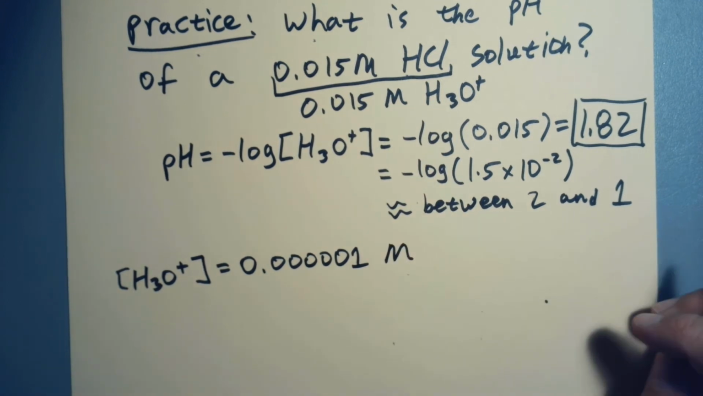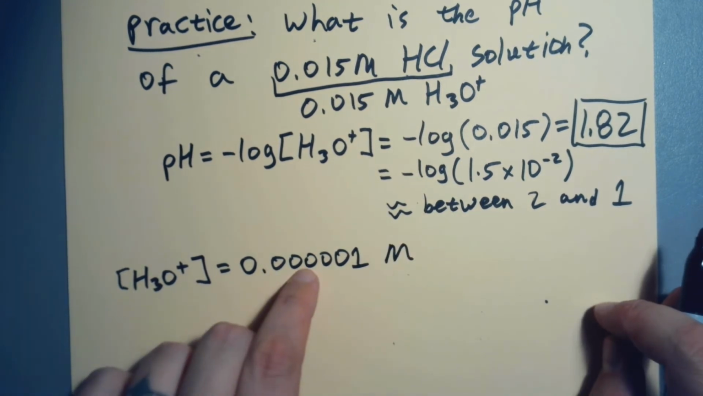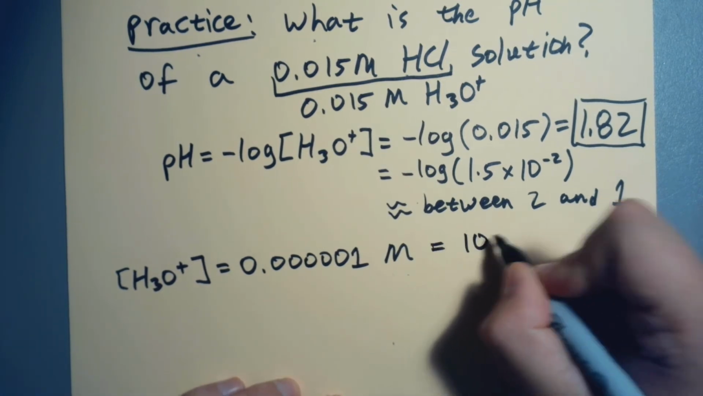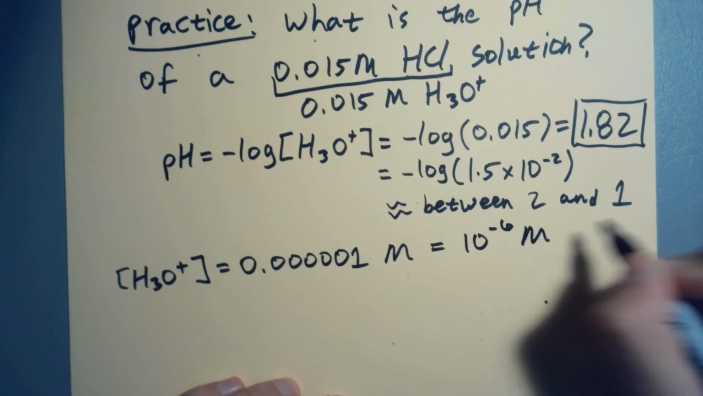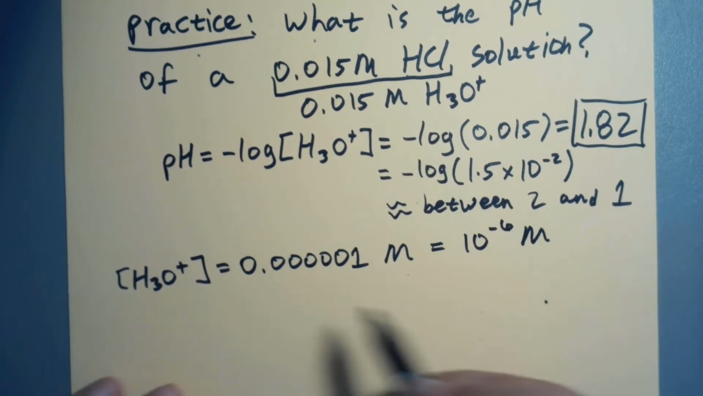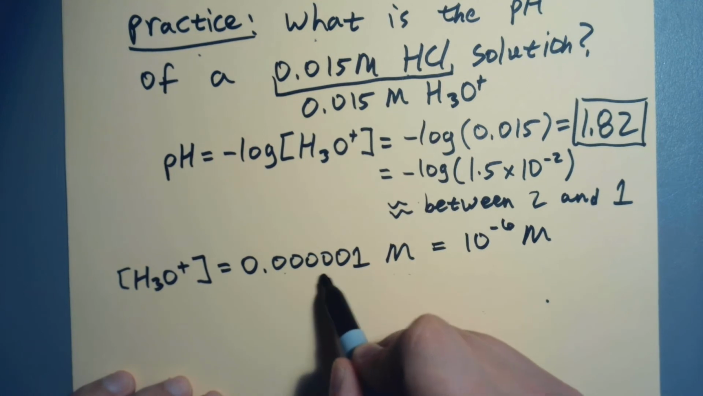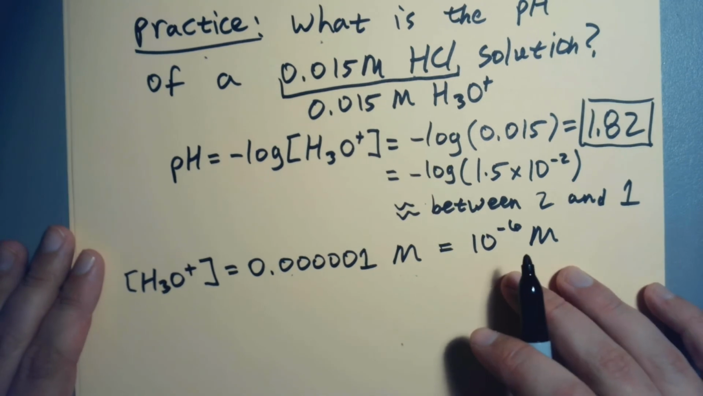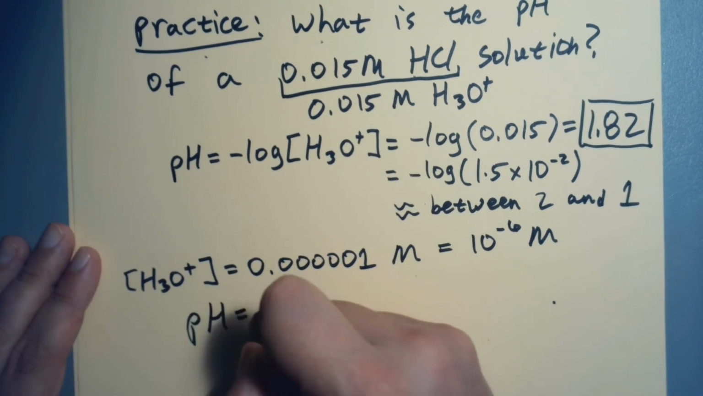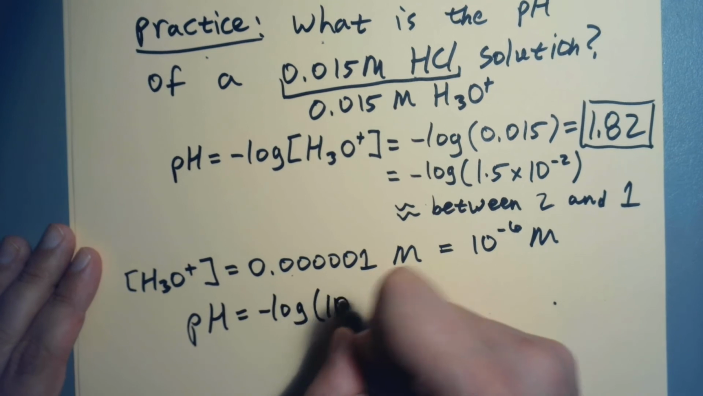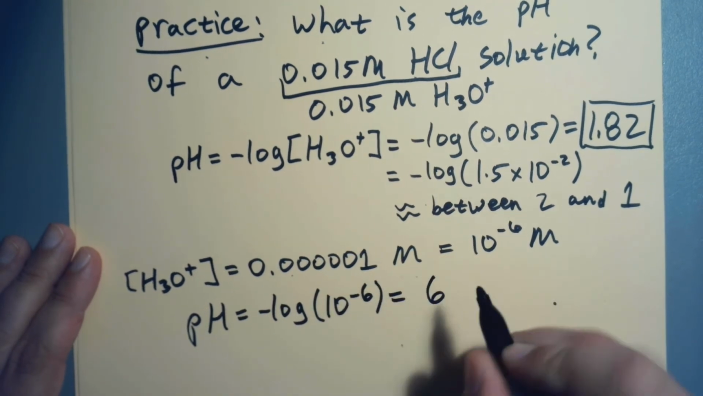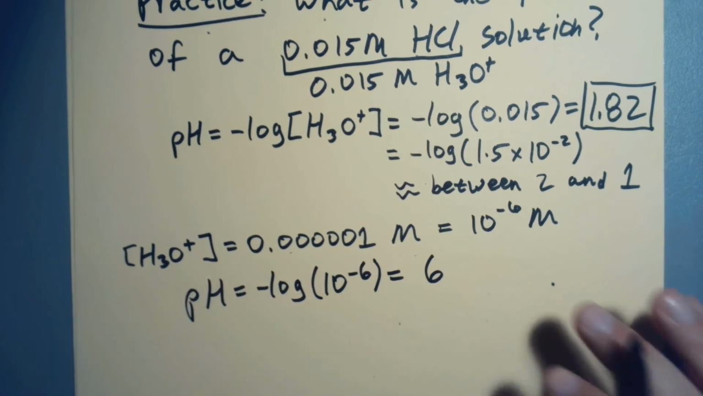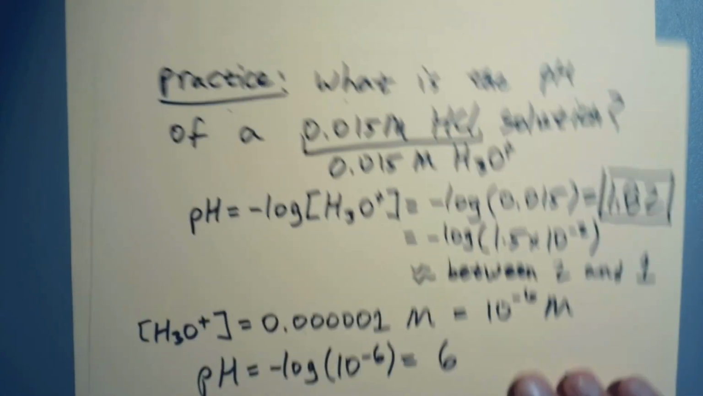Okay. 0.12345 zeros and a 1. Well, I can also say this is 10 to the negative 6 molar, because I can go 1, 2, 3, 4, 5, 6. So 10 to the negative 6. I just converted it into scientific notation. My pH is going to equal negative log of 10 to the negative 6. That's going to be 6. Don't even need to estimate, I know it's 6. Or you can punch it in your calculator and get 6. However you're comfortable with it.